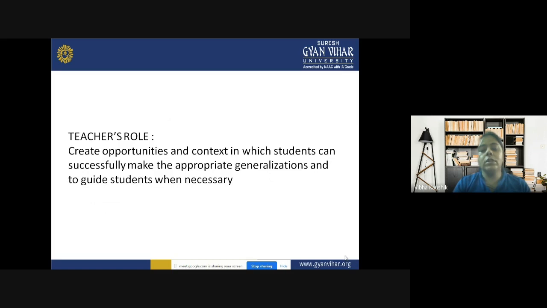Now the teacher's role in the inductive approach: create opportunities and contexts in which students can successfully make the appropriate generalization, and guide students when necessary. This means the teacher can give guidance whenever they think it should be given, so students learn that particular concept. With the help of examples, students can successfully make the appropriate generalization and generalize a particular concept or topic.